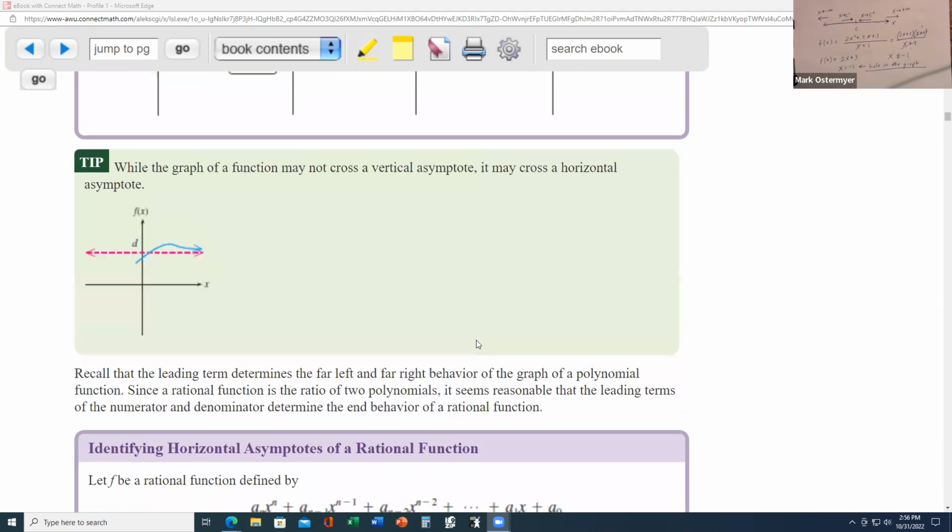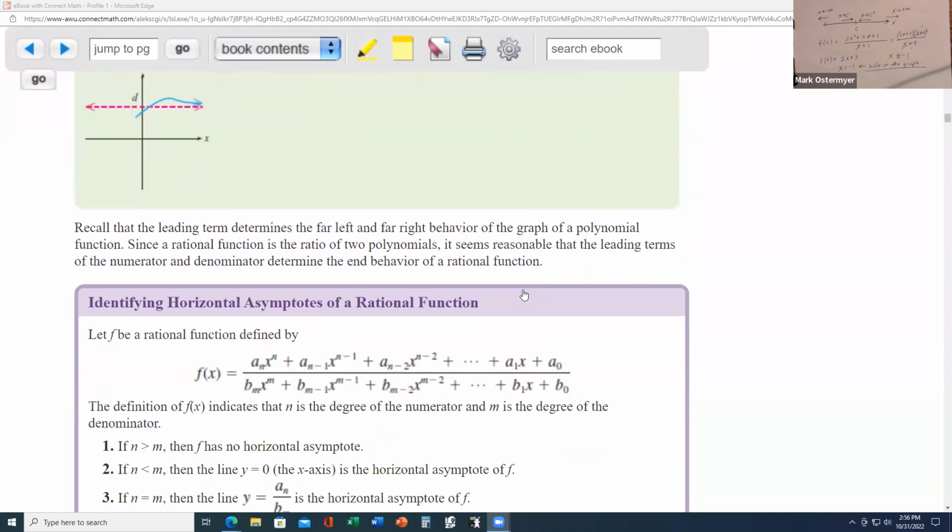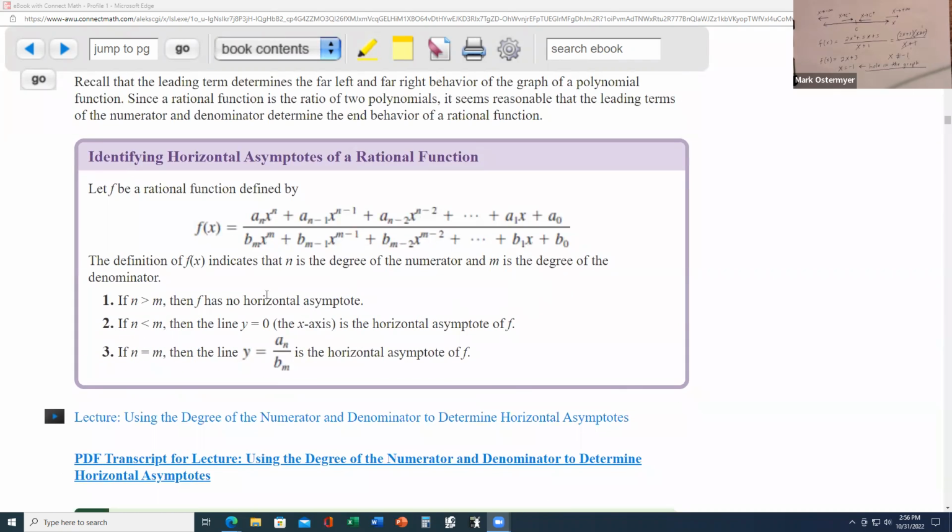So how do we locate where horizontal asymptotes occur? We know what the graph of a rational function is going to look like in their vicinity for large or small values of x. Well, how do we locate them? This is how you locate where a horizontal asymptote hangs out.